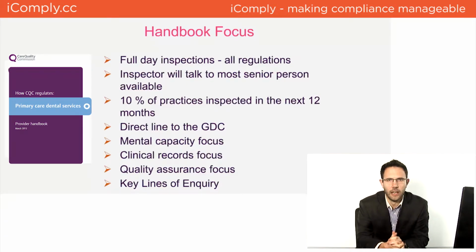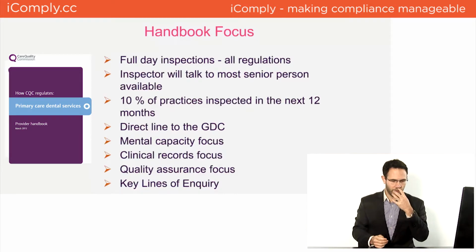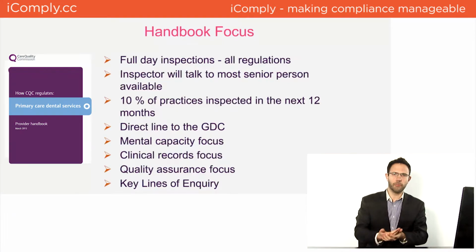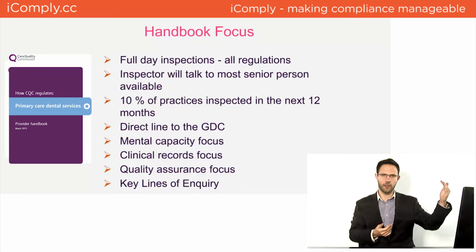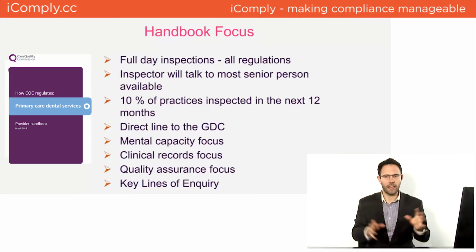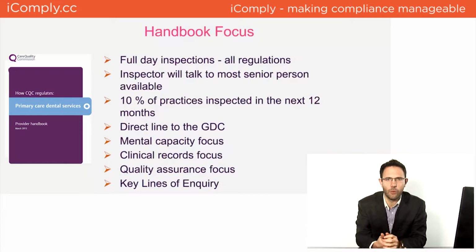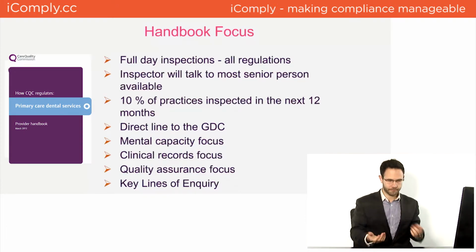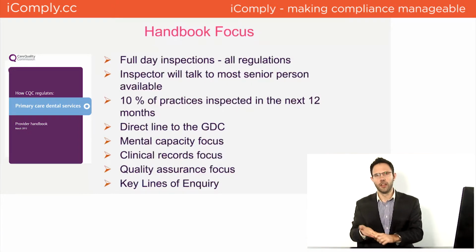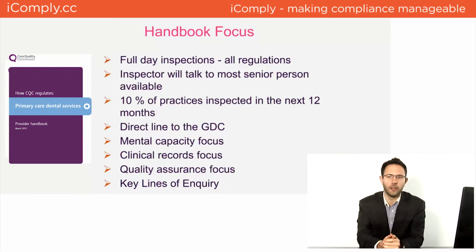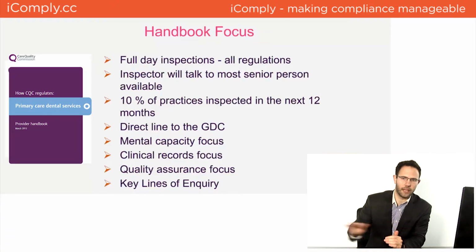Direct line to the GDC. This is quite interesting. I've heard this described to me as, basically, before, if the CQC walked into a practice and there was a problem, they had to escalate it within their own organisation, and then it would get shot across to the GDC and then come down. So they didn't really have any direct line of communication, but now they pretty much have a horizontal line of communication where if they find a problem, especially with something like consent or clinical records, basically what they've said in the handbook as a fitness to practice issue, they can just ring up the GDC straight away. And they've got this direct communication set up now.